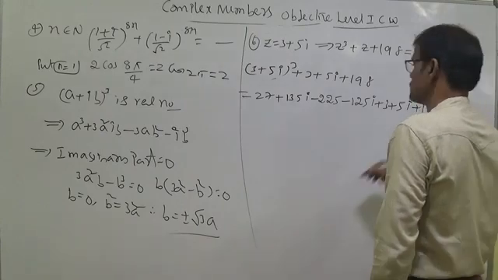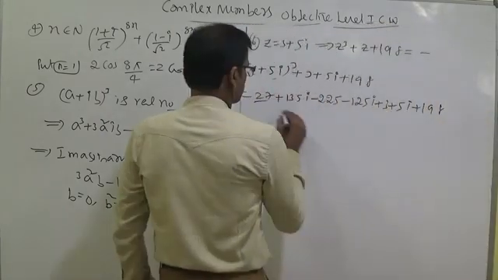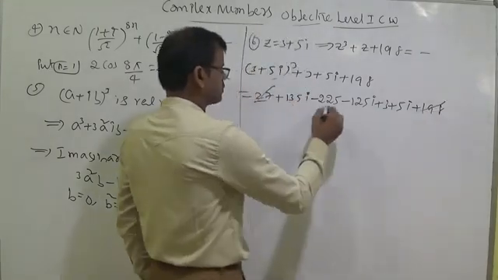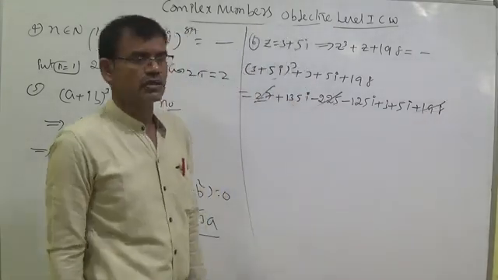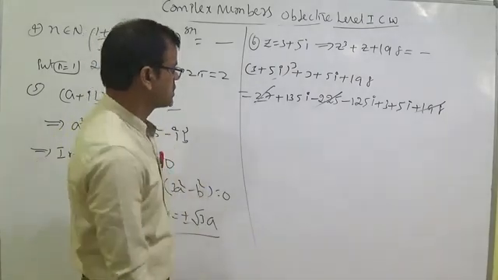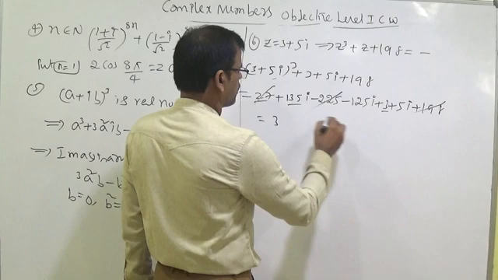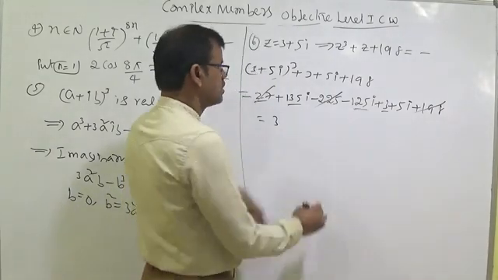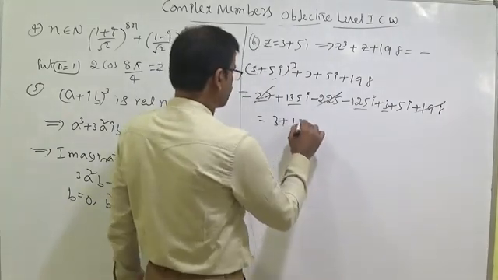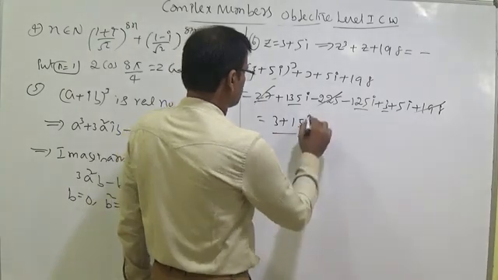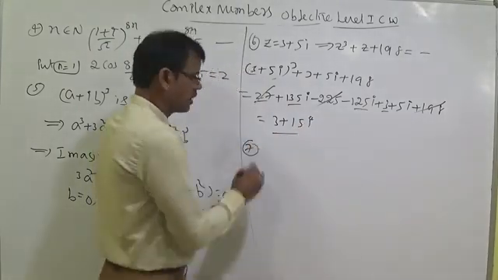I think this is an IPE sum. So now 27 and 198 adding, it becomes 225, and 225 will get cancelled. Now you can understand here the real part is only 3 we got. 135i minus 125i becomes 10i. 10i plus 5i becomes 15i. So the value is 3 plus 15i.